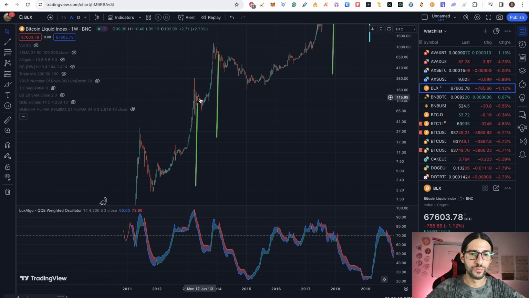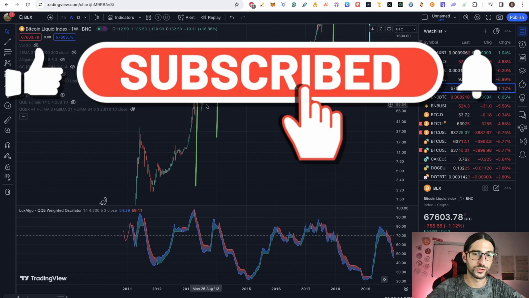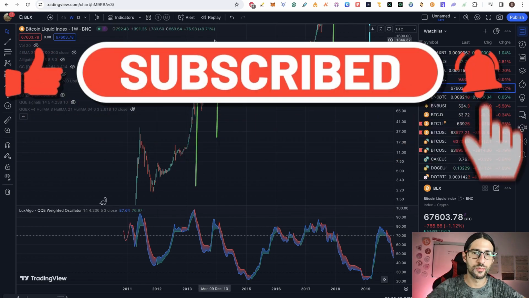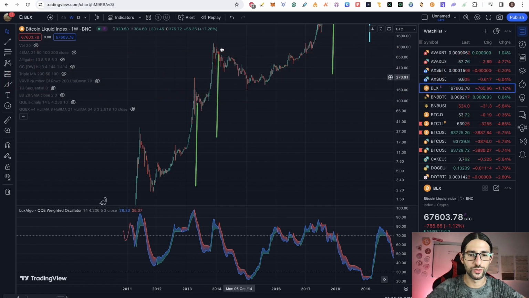Maybe in this bull run we have a similar scenario. We are facing maybe the first top. We will get a very big correction, and maybe by the end of the year, beginning of 2025, we could have another leg up in the bull run. This scenario is very possible, that we repeat what happened in 2013. So this indicator actually predicted those buy and sell signals very well.